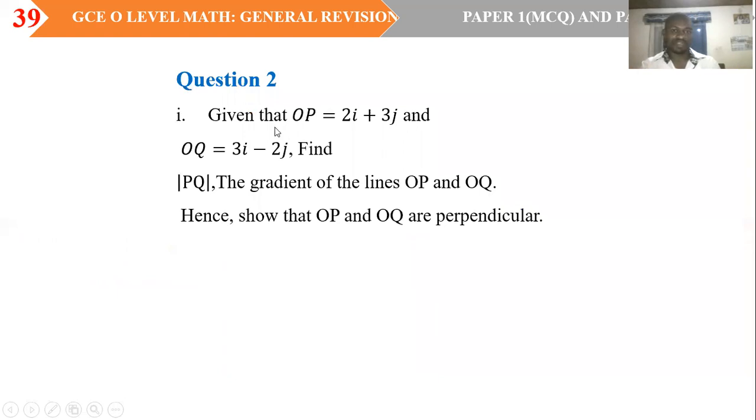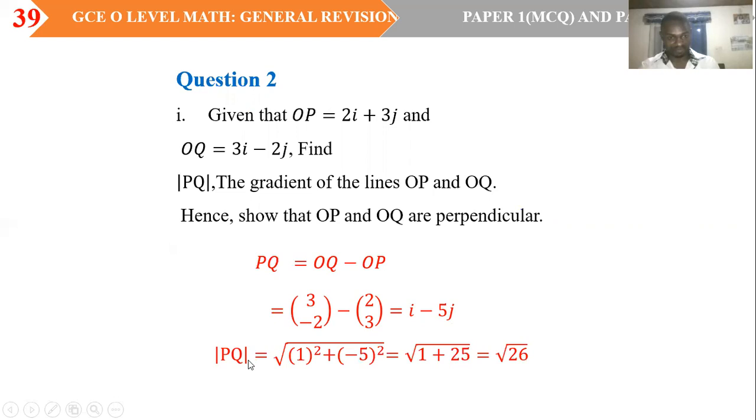Question 2. Given that OP is equal to 2i plus 3j and OQ is 3i minus 2j, find the magnitude of PQ. To do that, we first of all find PQ, which is OQ minus OP. 3 minus 2 is 1, 1i. Negative 2 minus 3 gives negative 5j.